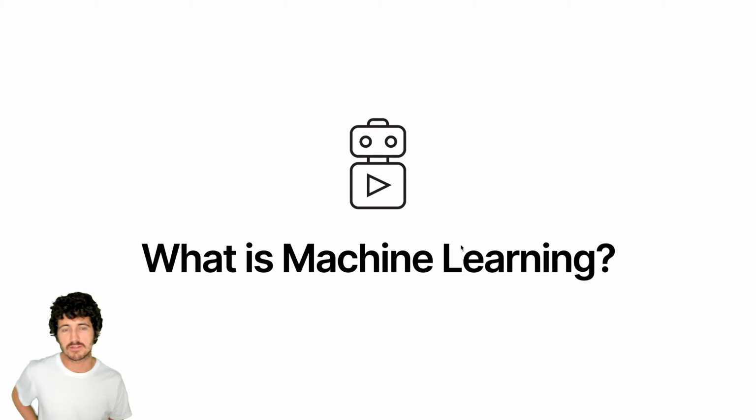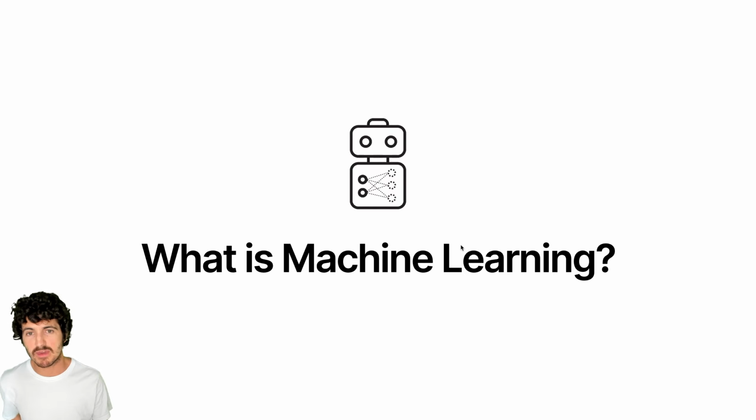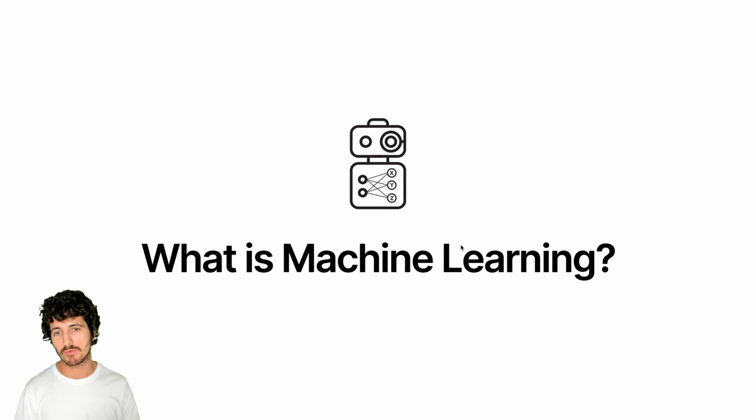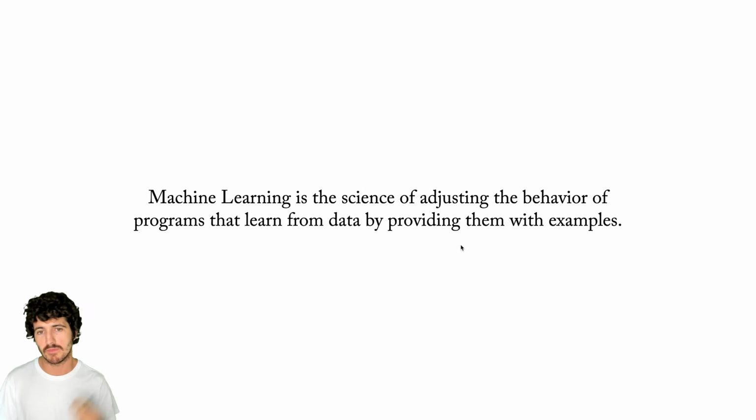What is machine learning? This is something that maybe you've heard of, maybe you know how to describe it, maybe you don't. I tried to come up with a quick description based on this book. Machine learning is the science of adjusting the behavior of programs that learn from data by providing them with examples.